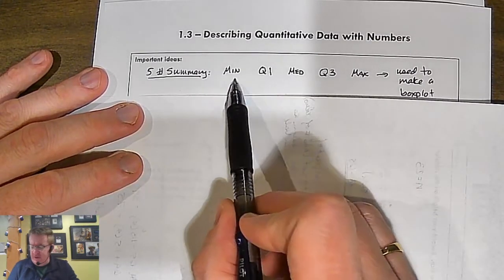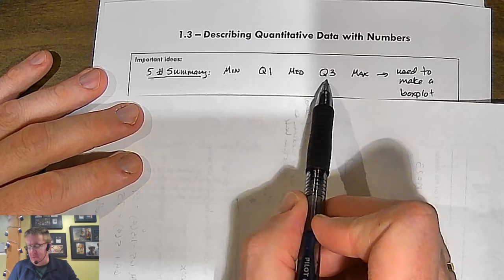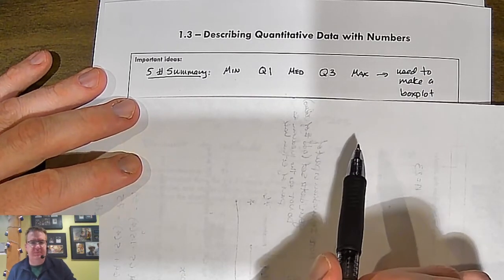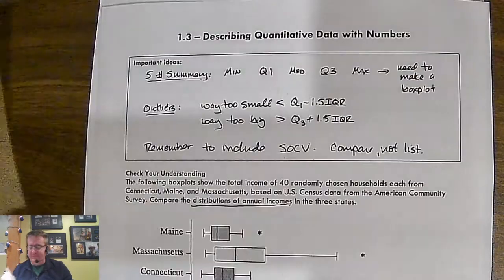Five-number summary: minimum, Q1 (quartile 1), median, quartile 3, maximum. You're going to use these five numbers to make your box plot. Remember, that looks like that, okay?